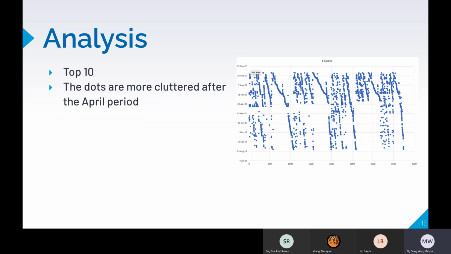We can see from this scatter plot that generally there are more sales after the April period, as the dots are more cluttered compared to the pre-April period. This suggests that there is an increase in demand for monitors, maybe due to the fact that the majority of people in Singapore have transitioned to working from home.